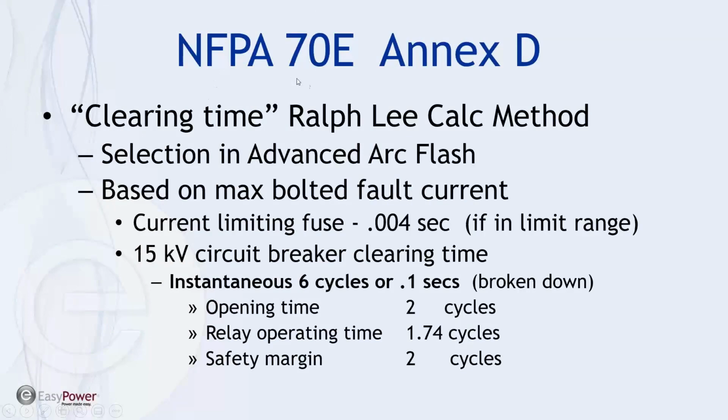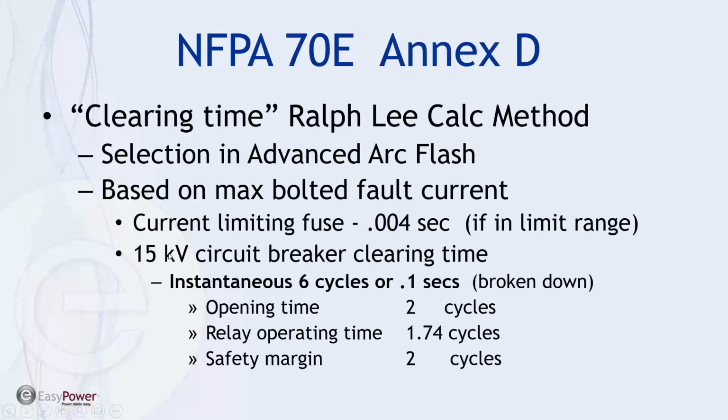If we look at NFPA 70E under Annex D, where it talks about the Ralph Lee equations calculation method, it describes clearing time as based upon the maximum bolted fault current, and it describes ways to estimate the clearing time that can be used in the calculation. It suggests that if we're in the current limiting range for a current limiting fuse, then the time could be specified at 4 milliseconds.